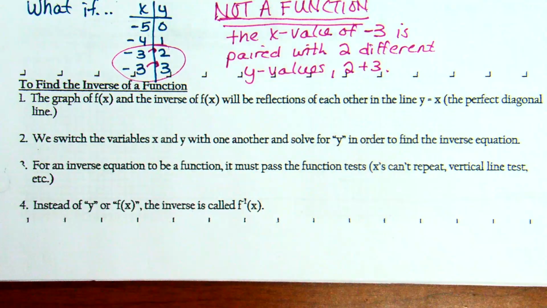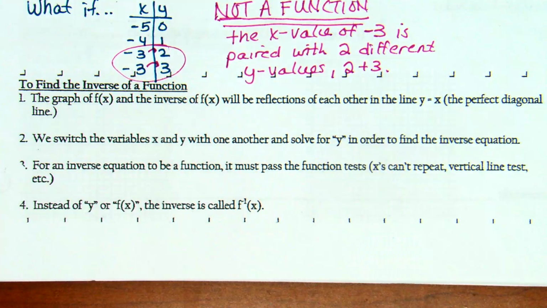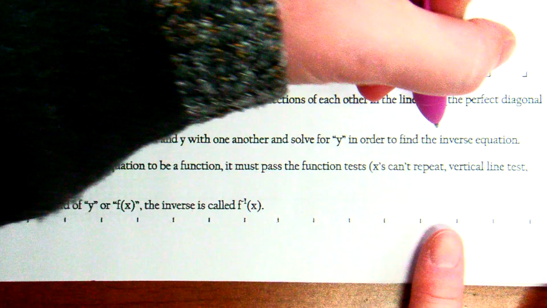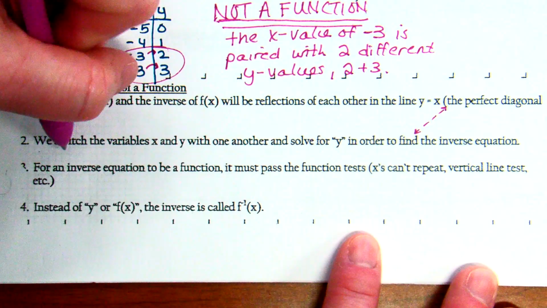And so a couple of key pieces of information. First of all, the graph of f of x and the inverse of f of x will be reflections of each other in the line y equals x. So if you're trying to visualize the line y equals x, it's the perfect diagonal line. So the line that goes through (0, 0), (1, 1), (2, 2), that line right there. And so if a function and its inverse are truly a function and inverse, they reflect across that line.